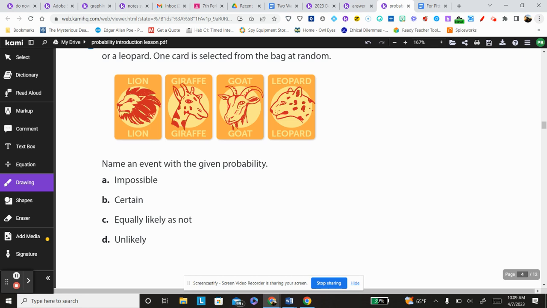Is it impossible for me to pick a leopard? Couldn't I stick my hand in the bag and pull out that card? What would be impossible for me to pick? Something that's not up here, y'all. A dog. A snake. It's impossible for me to go in that bag and pick something that's not up there. Write down something that's not up there.